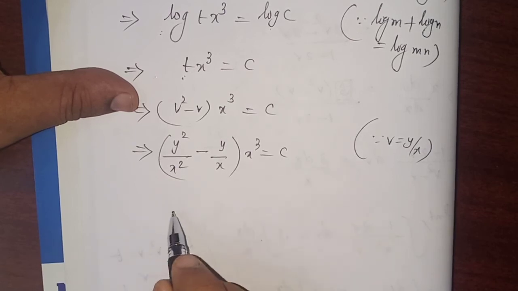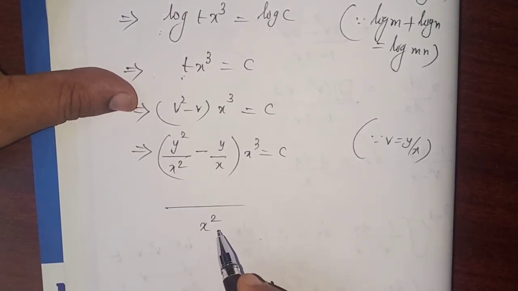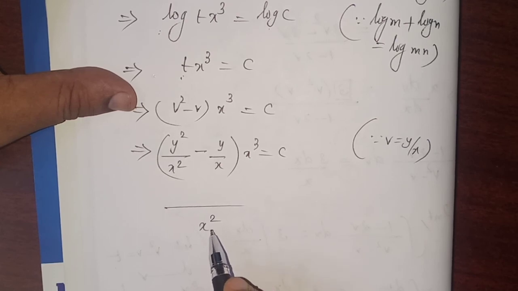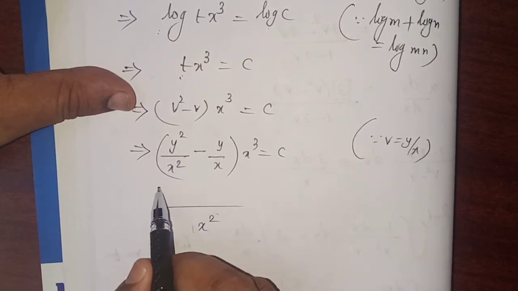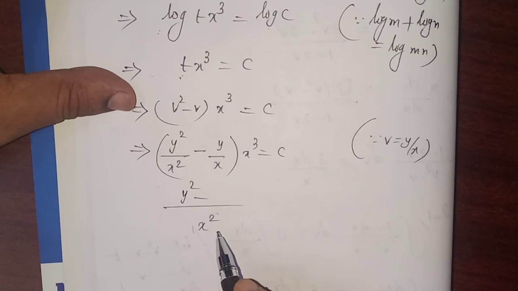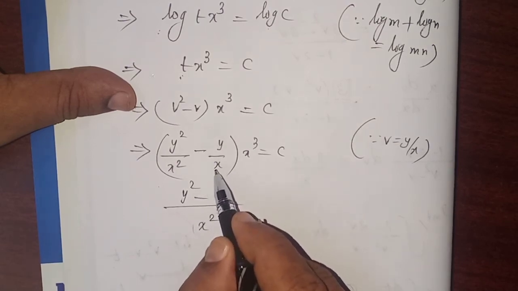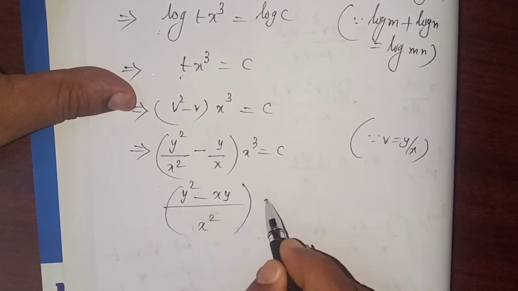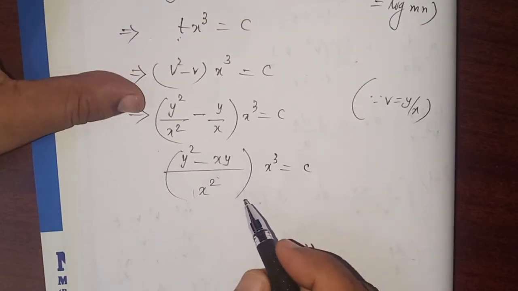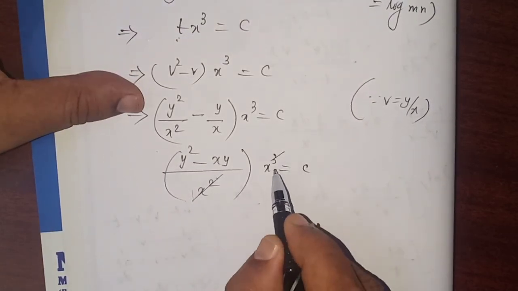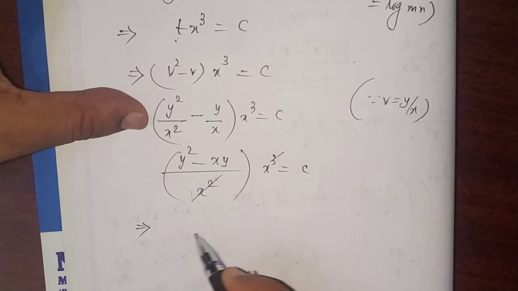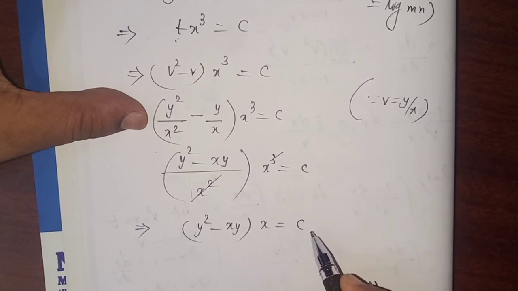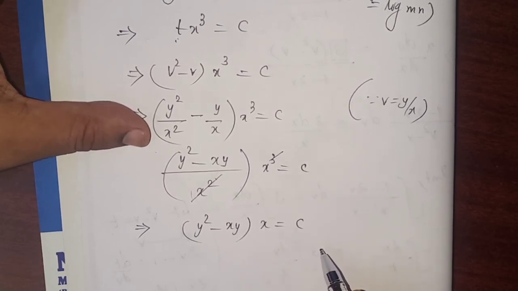Taking x squared as the LCM, after taking the LCM we divide x squared by x squared. X squared gets cancelled, 1 into y squared is y squared. Like that, x squared by x is equal to x, x into y is xy, into x cube, is equal to c. One x squared gets cancelled, only x will be there. So which implies (y squared minus xy) into x is equal to c. Okay, this is the answer.